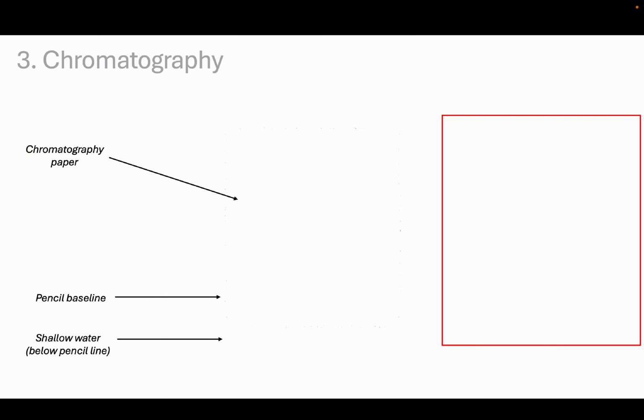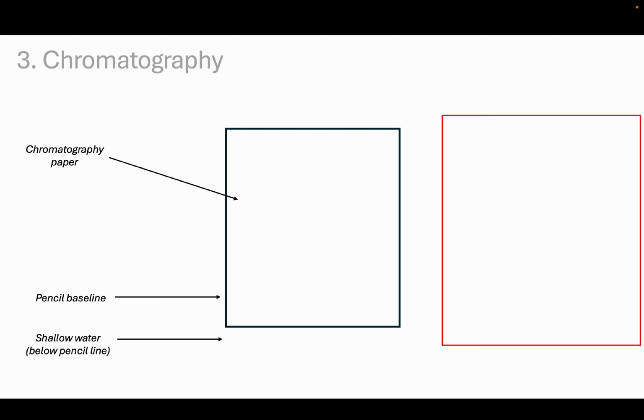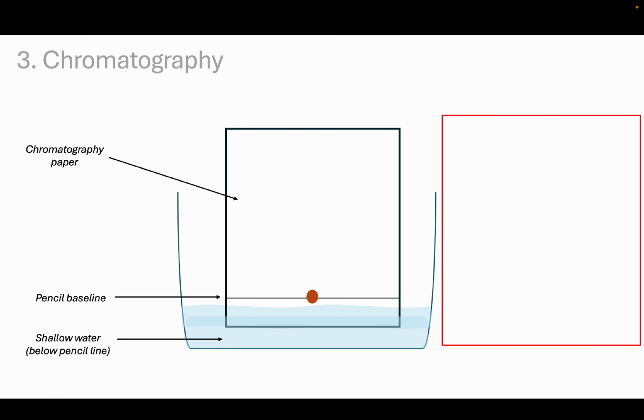So let's have a look at the features on the chromatography paper. Firstly, you have your pencil baseline, and then you also have a small spot of your dye or ink that you place onto that pencil baseline. When we say shallow water, we essentially mean below the baseline. So make sure that the liquid that you fill into your beaker is sitting below the pencil baseline.